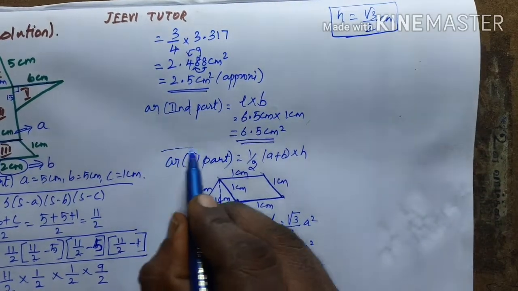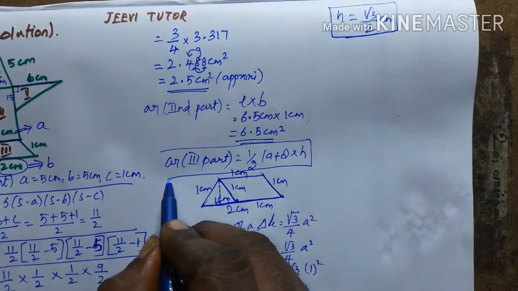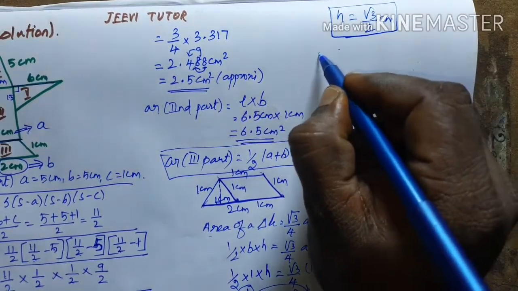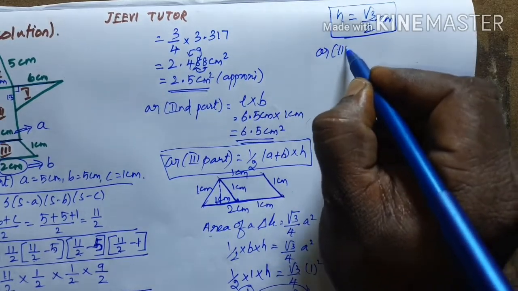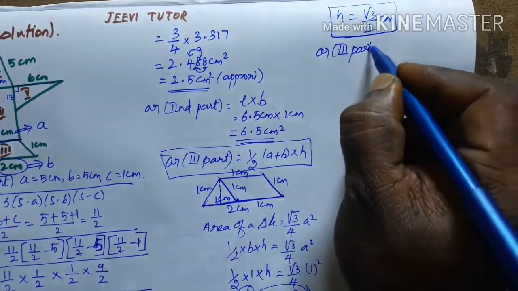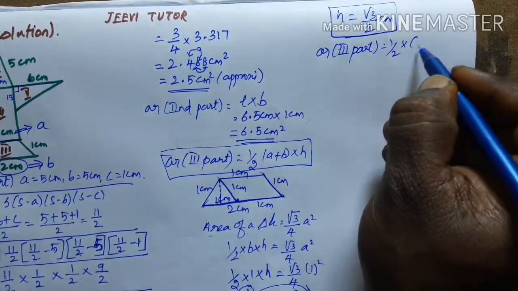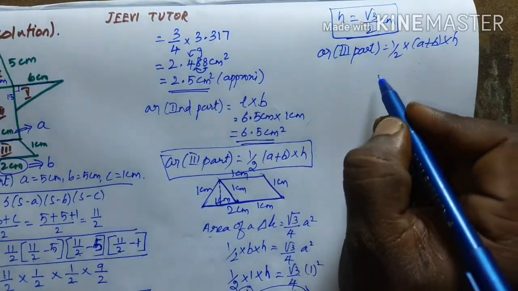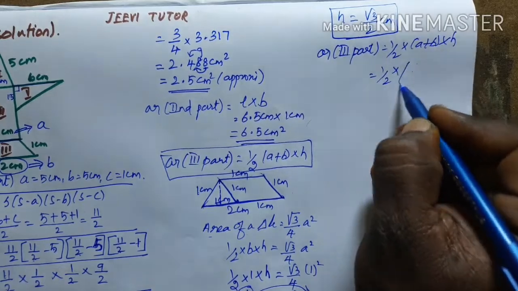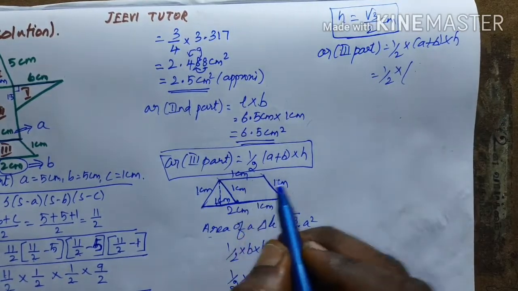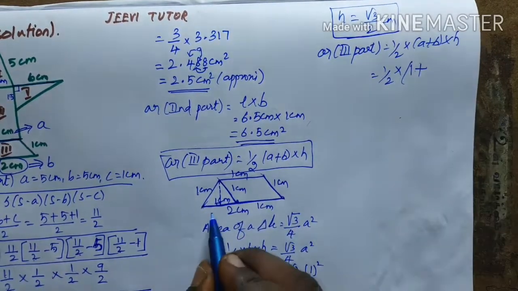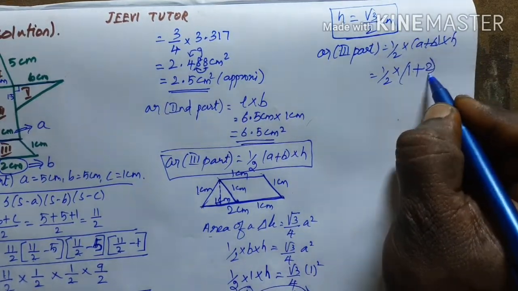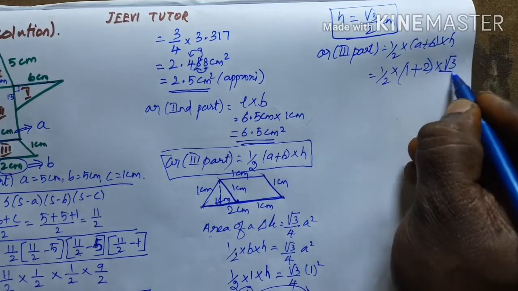So what formula? Half into a plus b into height, I will get the required area. Yes. And I am going to apply the area of the third part formula. So the area of the third part is equal to 1 by 2 into a plus b into height. And next, 1 by 2 into the A value, which is 1 centimeter, plus the B value, which is the length of the other parallel line, 2, into the height value, root 3 divided by 2.